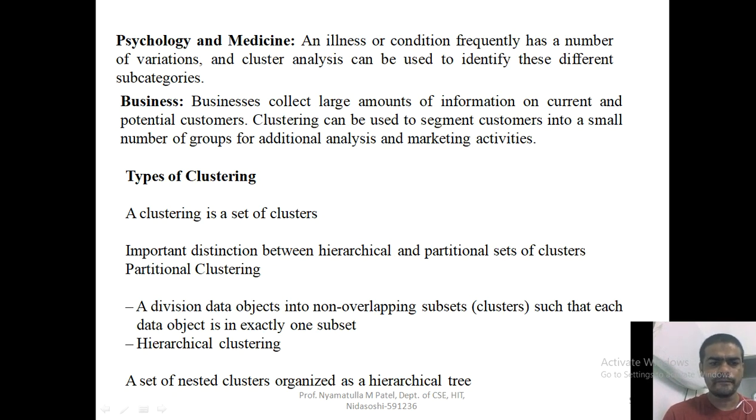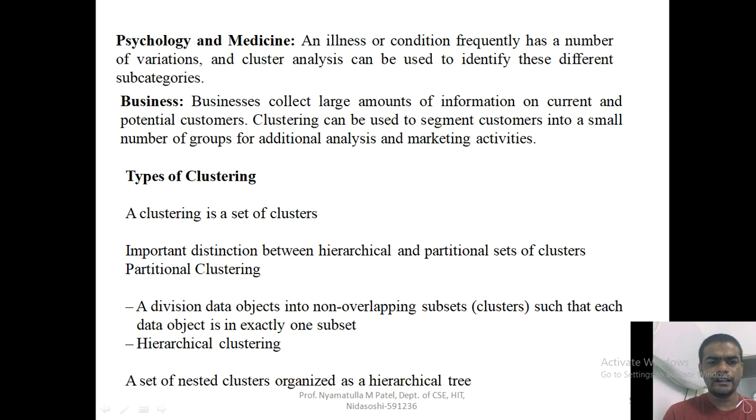Next, coming to clustering, what are the different types of clustering? A clustering is a set of clusters. So, what is a cluster now? A cluster is a group of objects which are similar to one another within the group and unrelated to the objects in other groups. So, a clustering is a set of clusters. An important distinction is between hierarchical and partitional sets of clusters. So, we have two different types of clustering: one is hierarchical clustering and another is partitional clustering.